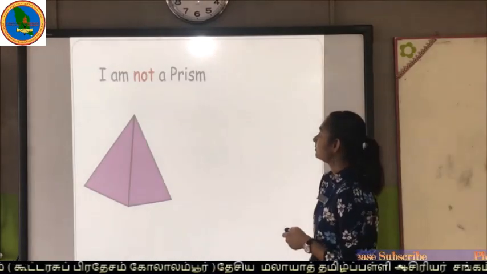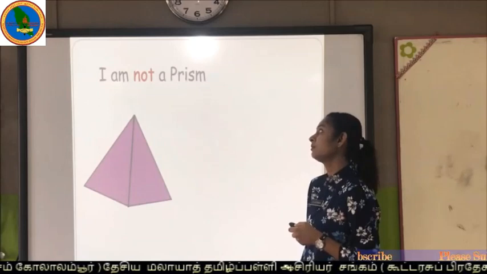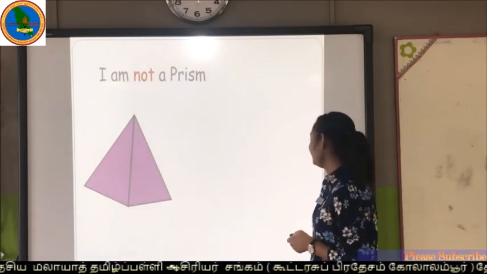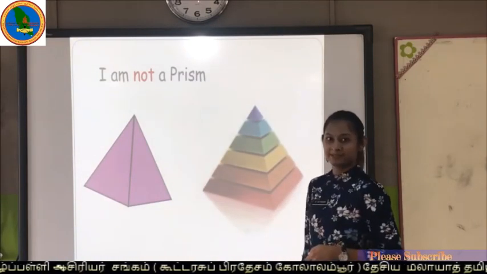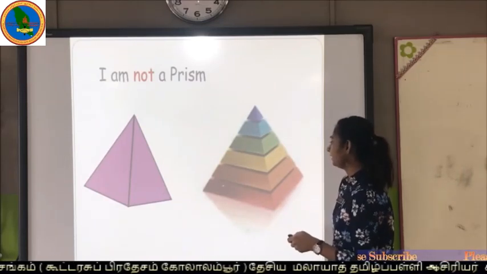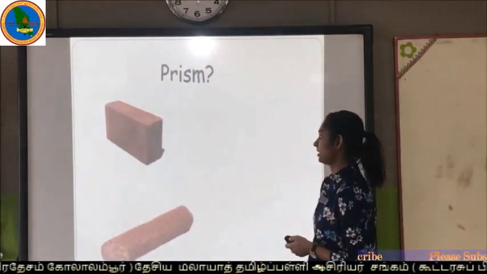Next, this is a pyramid shape. This is also not a prism because in this shape we don't have parallel ends. Can you find the top is smaller and the bottom is bigger? Let's go to the next shape.